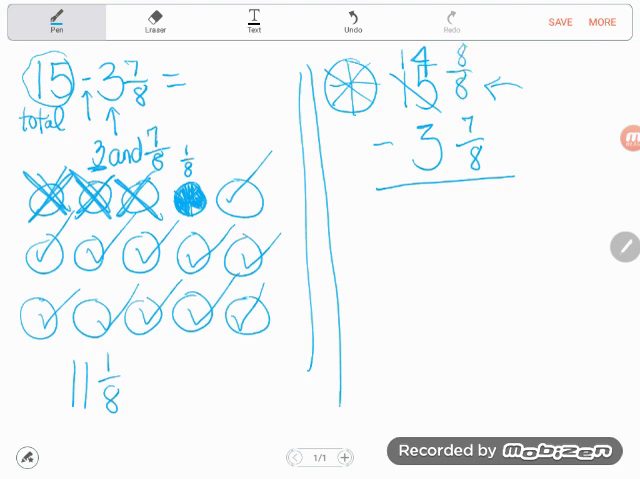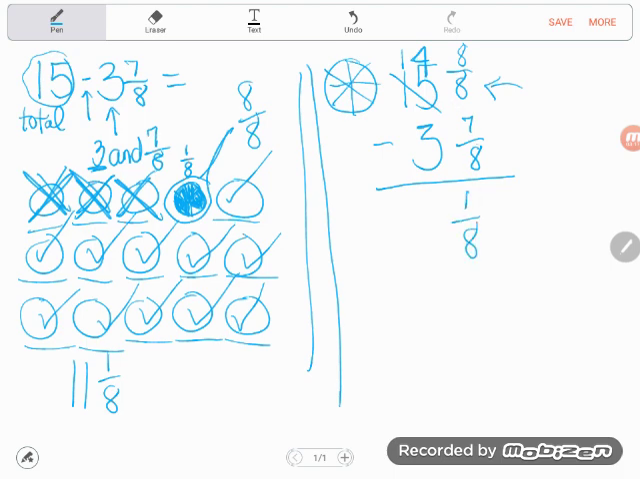So 15 whole things, just like my diagram down here, is the same as 14 whole things. 1, 2, 3, 4, 5, 6, 7, 8, 9, 10, 11, 12, 13, 14 whole things, and 8/8. I broke one of my pieces into eighths. Okay, so I'm rewriting the number 15 in the way that suits me. Now, since I have 8/8, I can take away 7/8.